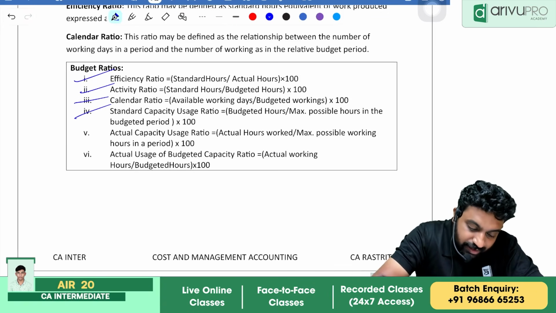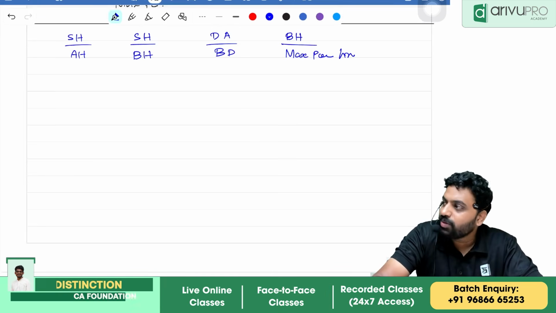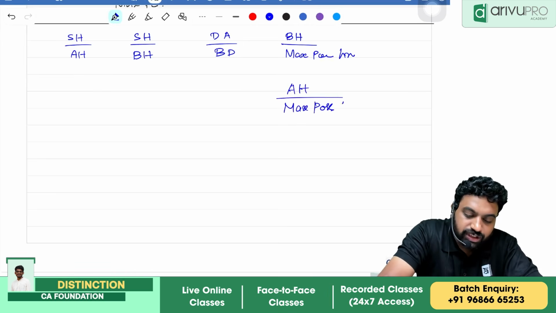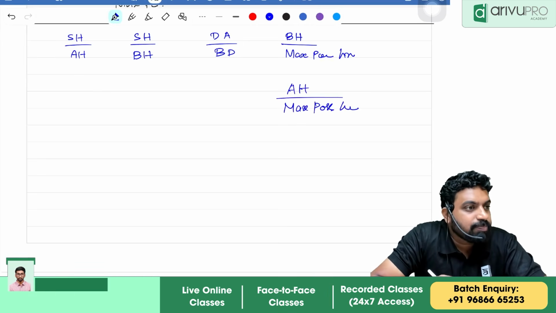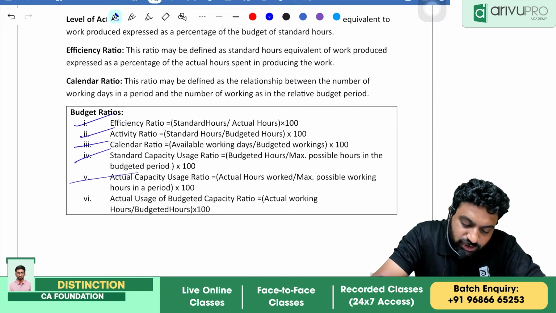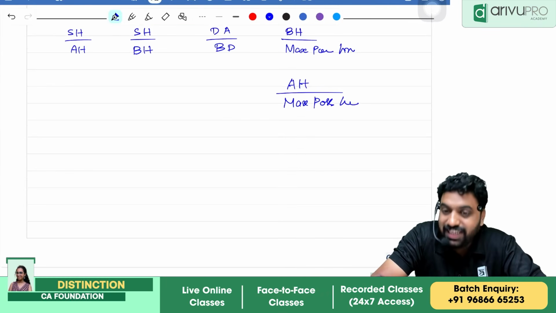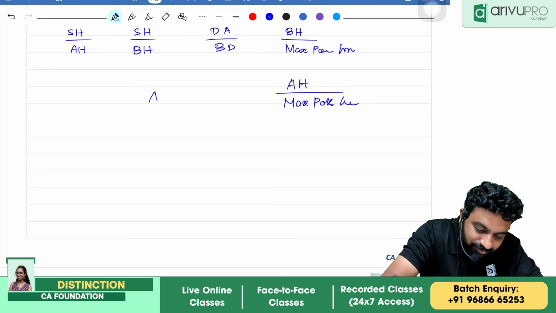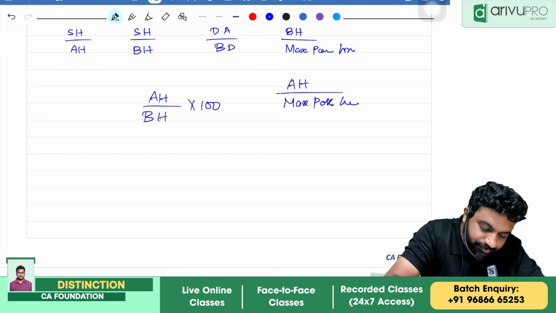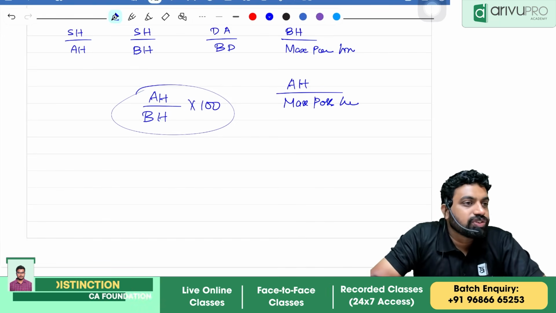Next is your actual capacity usage ratio. Out of the maximum possible hours, actually how much we are utilizing. Actual hours divided by maximum possible hours. Got it? Next one is your actual usage of budgeted capacity ratio. Name itself says actual usage of budgeted capacity. That's all. These are the ratios.